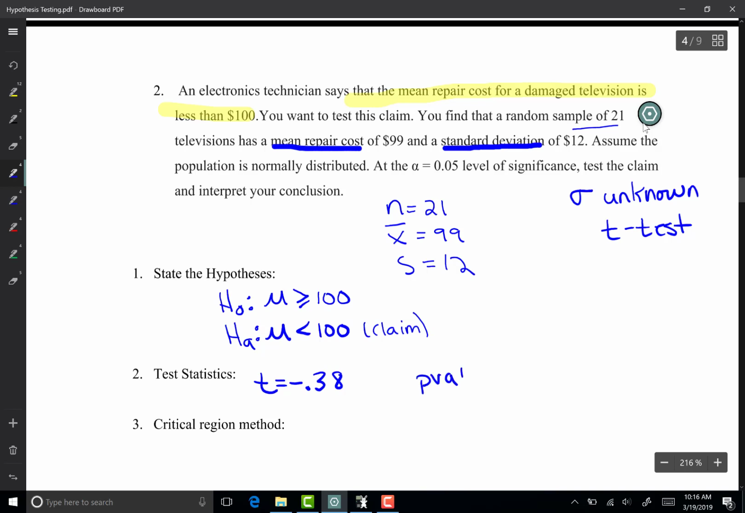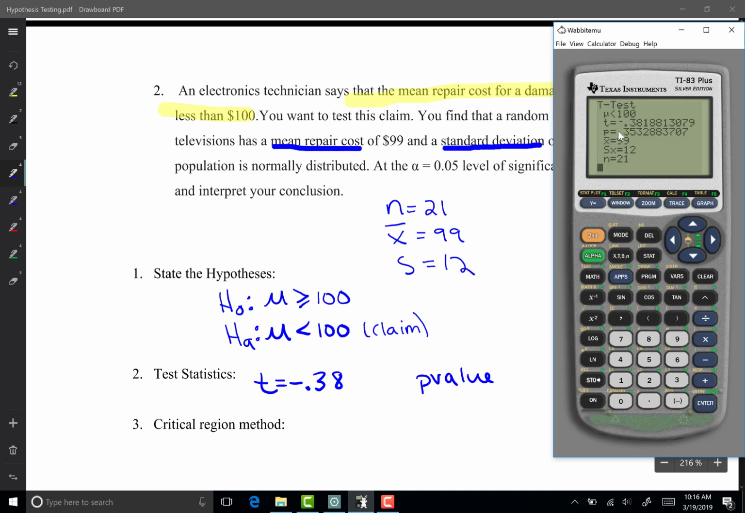I'm going to go ahead and write down my p-value here as well. And my p-value is 0.3533.